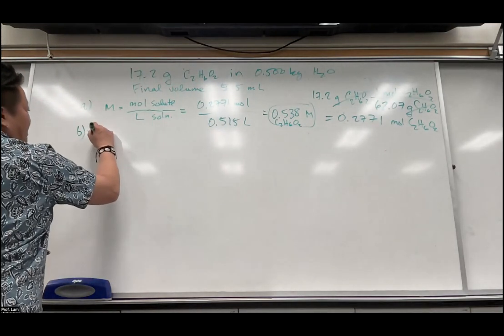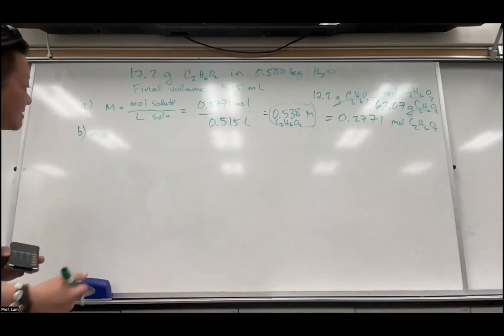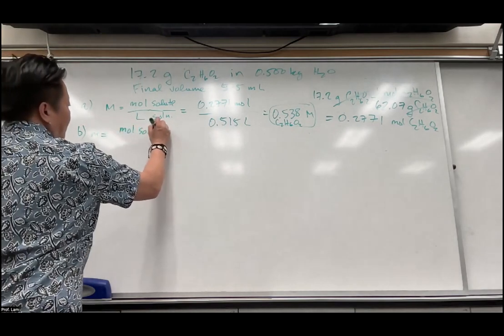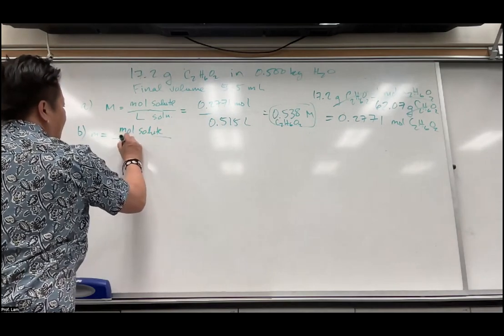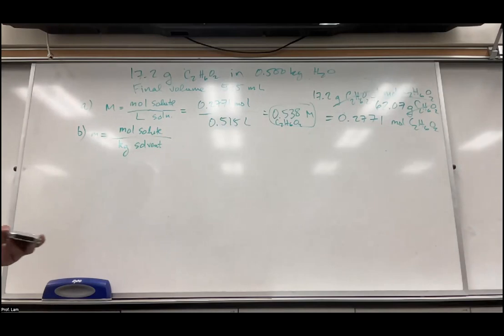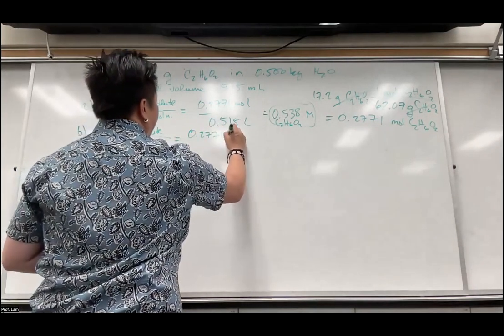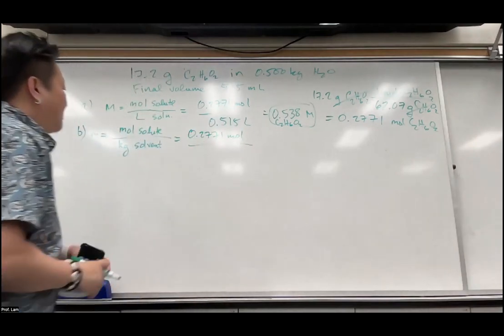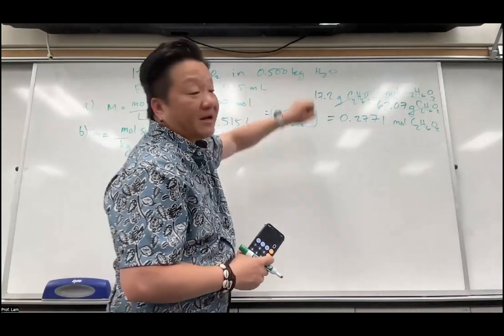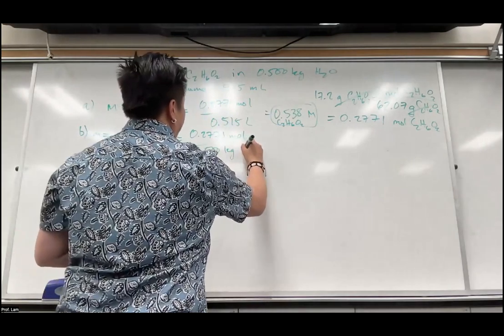In B, it asks us for molality. Remember, molality is little m, and on top will still be moles of solute, but on bottom is kilograms of solvent. Okay, so easy. We already got the moles on top, 0.2771 moles. Now the kilograms of the solvent. Who's solvent? Solvent's water. Oh wait, we already have a kilogram there. Great. So it's just 0.500 kilograms on bottom.